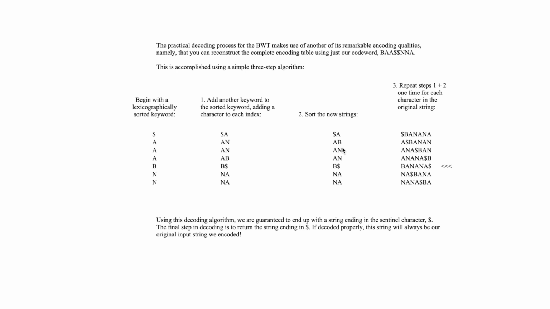The decoded word is in the row with the string ending with our sentinel character, the $. All we have to do is return it from the table, and like so, we have our decoded string. This is the basic tenet by which the BWT works. Next, we'll talk about how this factors into next-generational sequencing.